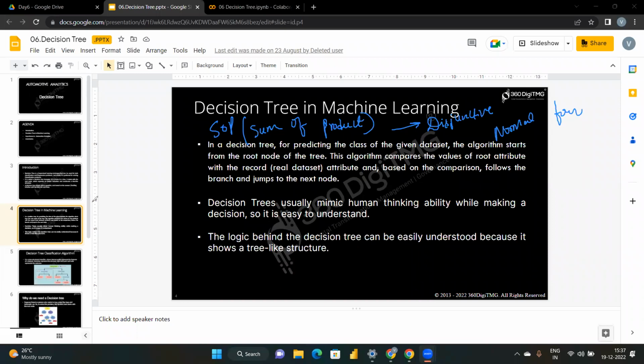So the decision tree follows the SOP, sum of product, which is also called disjunctive normal form. For a class, every branch from the root of the tree to a leaf node having the same class is a conjunction of the product that we are going to use.